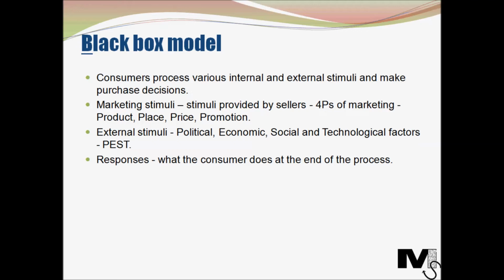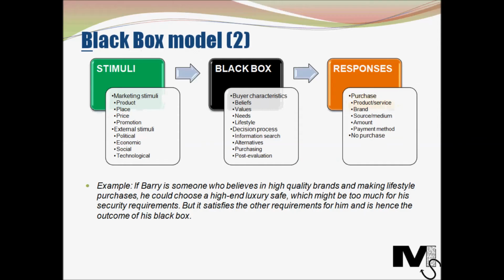Now, what we can do here is look at a graphic to simplify this model and then look at an example. As you can see in this graphic, we have the stimuli, the black box, and the responses. The stimuli consist of the 4 P's and the PEST analysis, which are external stimuli, and the black box, the core of this model, consists of buyer characteristics and the decision-making process of the buyers, and then the responses being either a purchase, wherein we go into specifics of the purchase, or no purchase.